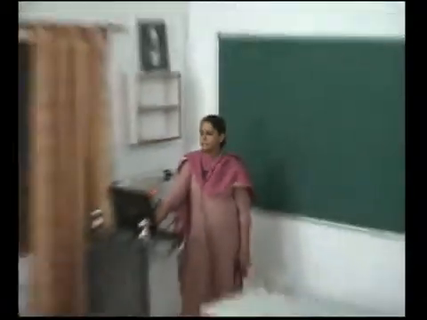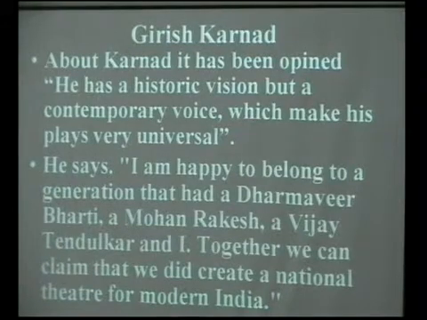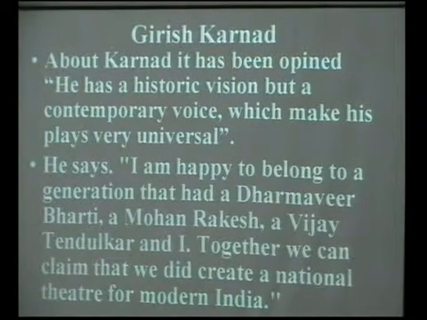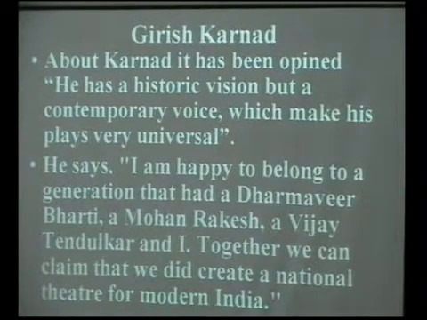Of these two, Karnad, as I just mentioned, deals more with myth and legend, but Dattani is the braver of the two, in the sense that he is using his plays to touch on very controversial themes and issues like women's issues, the problem of child abuse, homosexuality, and many of the current problems in India today. Of Karnad, it has been said, I quote, "He has a historic vision, but a contemporary voice which makes his plays very universal." This is exactly what I tried to explain, the combination between contemporariness and history.